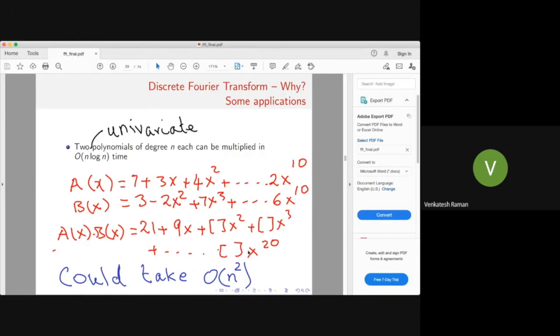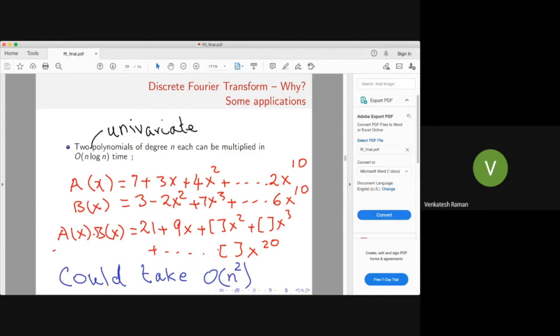If I want to compute the coefficient of x power 10, let's say, then from A you look at the constant term and multiply by the coefficient of x power 10 in B, and then take the x square term and the x power 8 term in B, the x cube term and the x power 7 term in B, and so on and so forth, and multiply them, and you get a particular coefficient of the product. So there are 2n different coefficients. You can easily see that this takes n square time, because about n over 2 coefficients require n over 2 time each, so it takes n square time.